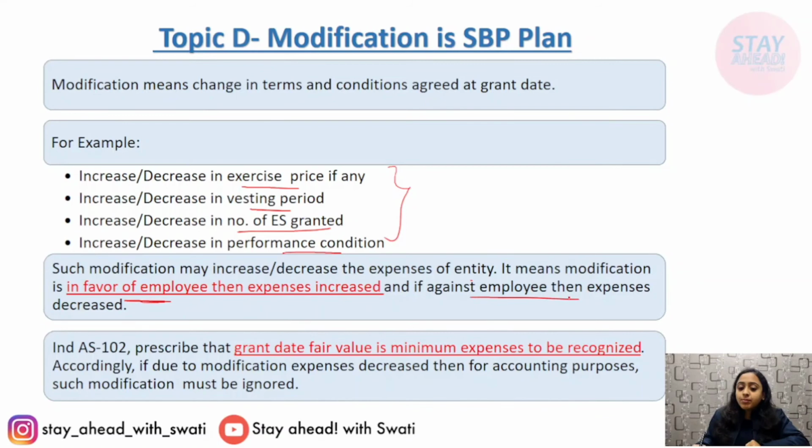And if it's against the employee, then expenses decrease. Ind AS 102 prescribes a specific thing that says the grant date fair value is the minimum expense. Very important. Please note this. The fair value at the grant date is the minimum amount that will be recognized. You cannot decrease it below that. If due to modification expenses decrease, then for accounting purposes such modification must be ignored. This is specifically provided in Ind AS 102. It is not provided in IFRS 2.